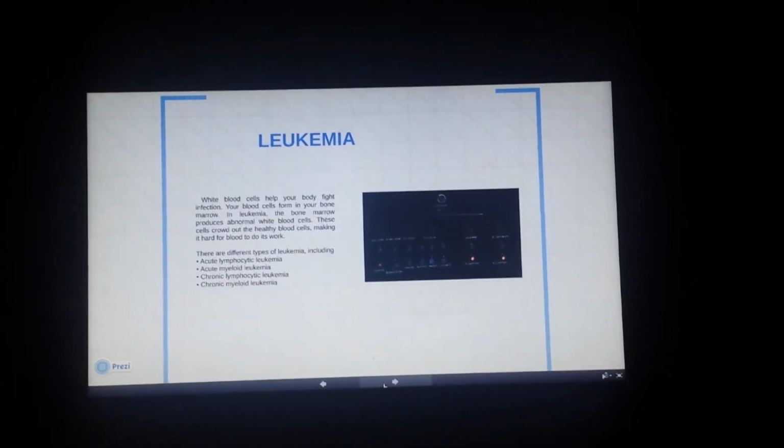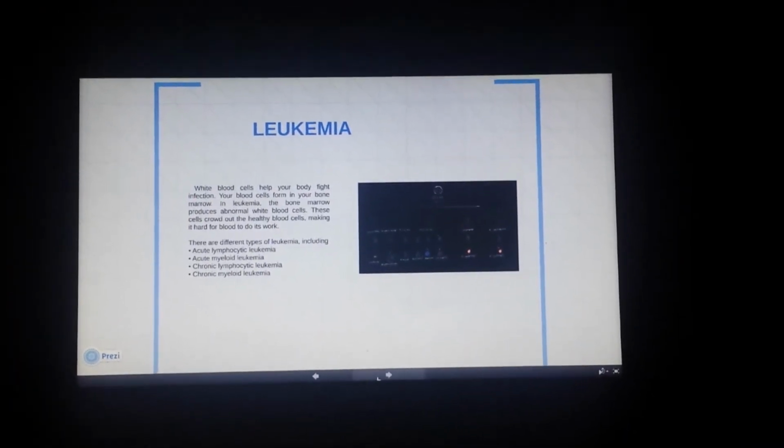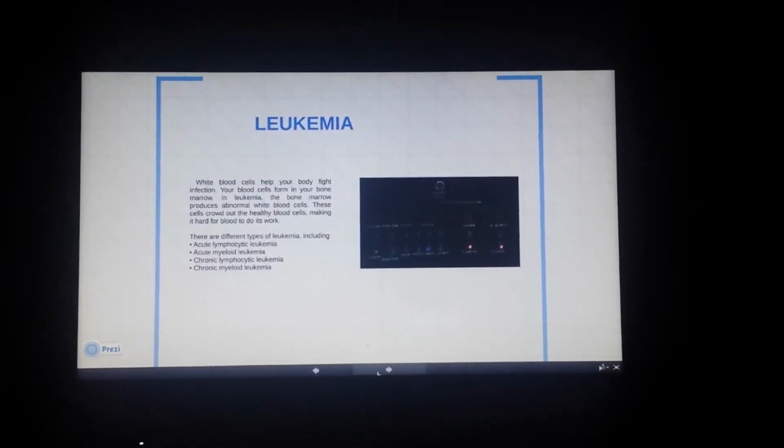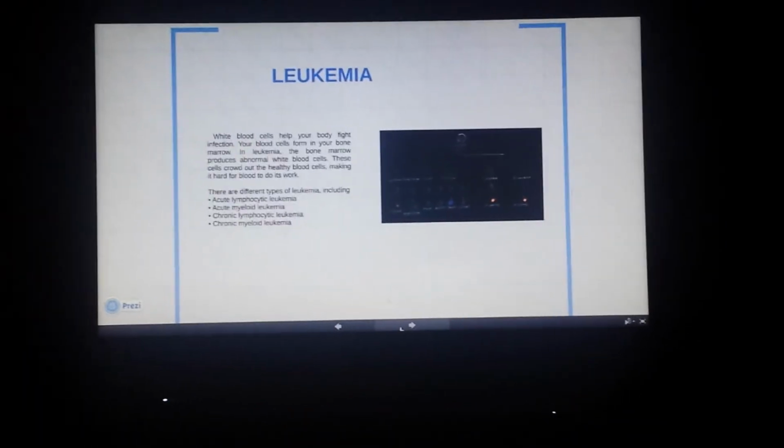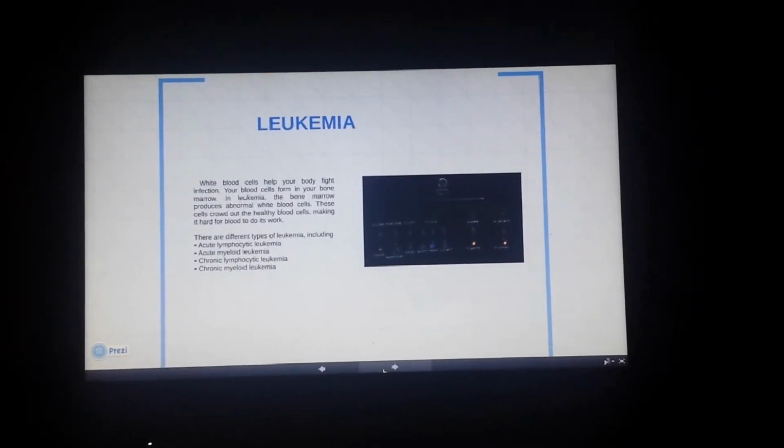Leukemia. White blood cells help your body fight infection. Your blood cells form in your bone marrow. In leukemia, the bone marrow produces abnormal white blood cells. These cells crowd out the healthy blood cells, making it hard for blood to do its work. There are different types of leukemia: acute lymphocytic leukemia, acute myeloid leukemia, chronic lymphocytic leukemia, chronic myeloid leukemia.